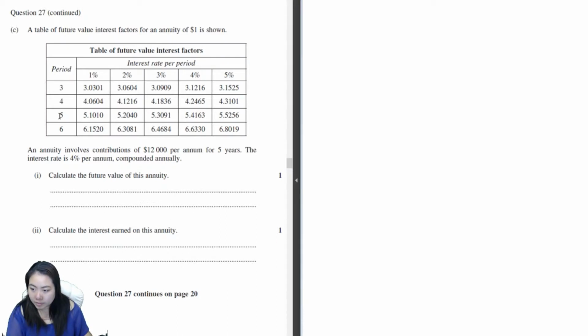Okay. We're looking at 5 periods at 4%. This one here. This is for $1. So if they only put in $1, they're going to get $5 at the end of 5 years. But this person has put in $12,000. Therefore, the future value will equal 12,000 times 5.4163. And that's it.